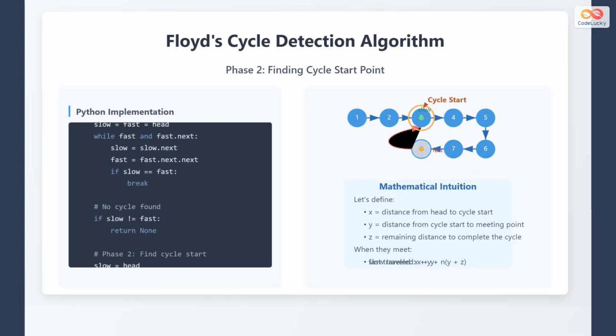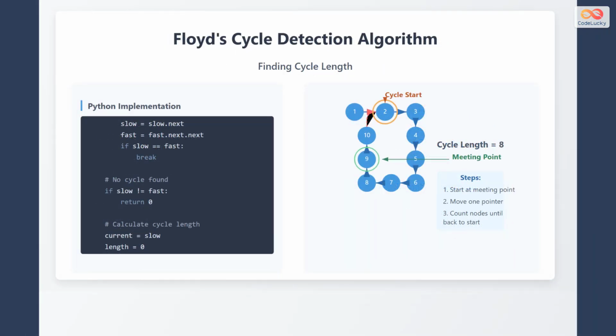Once a cycle has been detected, phase 2 focuses on finding the starting point of the cycle. To do this, reset the slow pointer to the head of the linked list, while keeping the fast pointer at the meeting point found in phase 1. Next, advance both the slow and fast pointers 1 node at a time. The point at which they meet again is the starting point of the cycle. This might seem like magic, but there is a mathematical explanation behind it.